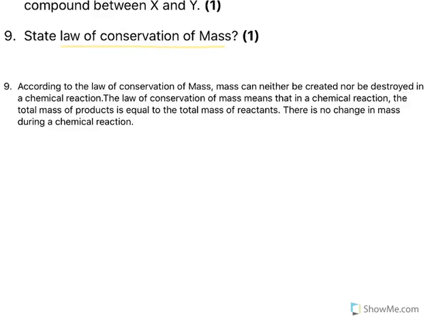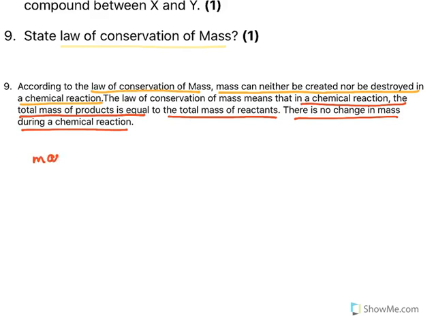State the law of conservation of mass. According to the law of conservation of mass, mass can neither be created nor destroyed in a chemical reaction. This also implies that in a chemical reaction, the total mass of products is equal to total mass of reactants. There is no change in mass during chemical reaction. So mass of reactants equal to mass of products.